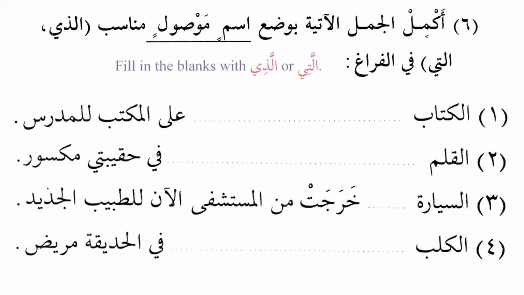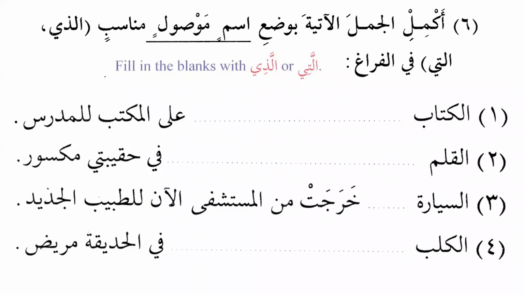Akmil, again a different type of verb over here. So as of now, I would like you to focus on these verbs, and if possible, make a list of all these verbs that you're learning and try to memorize the meaning at least, and try to see how to make fi'l al-amr. So it is akmil. Akmilil jumal al-atiyata, complete the following sentences, biwada'i, by putting, ismin mawsulin munasibin, a suitable relative pronoun, alladhi or allati, in the blanks.